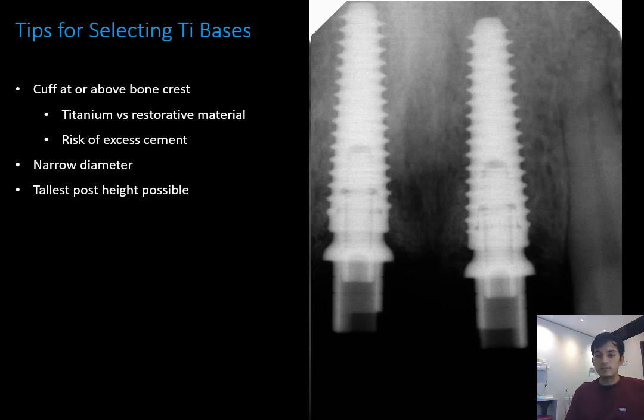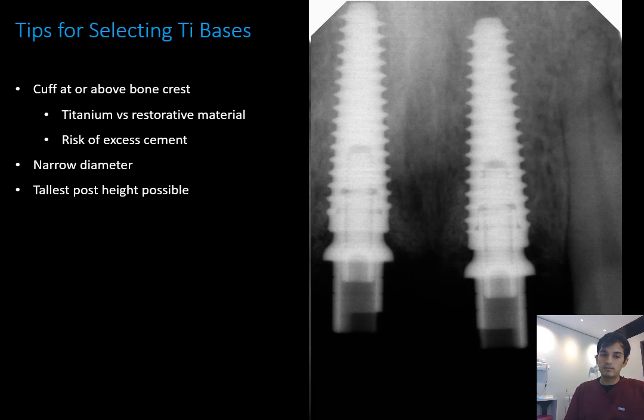The next feature is the diameter of the tie base, and I'll select the diameter that's as narrow as possible because I want the restoration to customize my emergence profile. I don't want to get locked into using what a taller tie base gives you as a fixed standpoint in terms of the cuff height. So I want the narrowest diameter of tie base possible so that the restorative material can shape my emergence profile, and that allows me to really customize the case as opposed to using something stock.